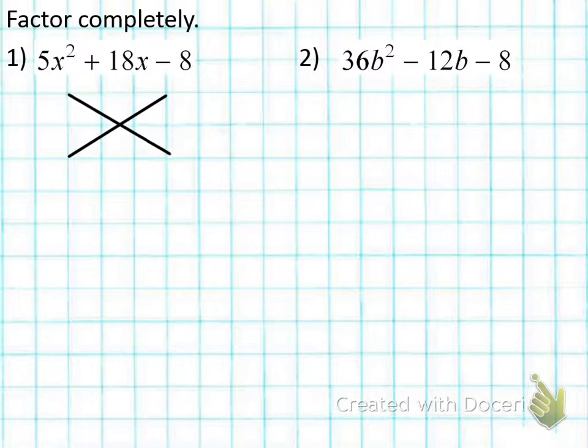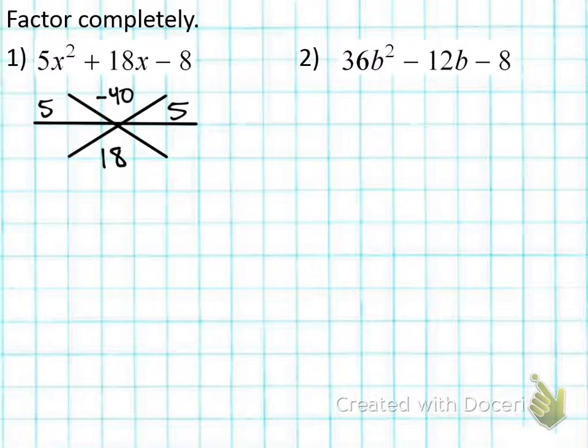So I'm going to create an X box like yesterday. We're going to put A is 5. Yesterday, A was always what? 1, right? So today's going to be a little more interesting. Then we're going to do A times C. It's 5 times negative 8, which is negative 40. And then B is 18.